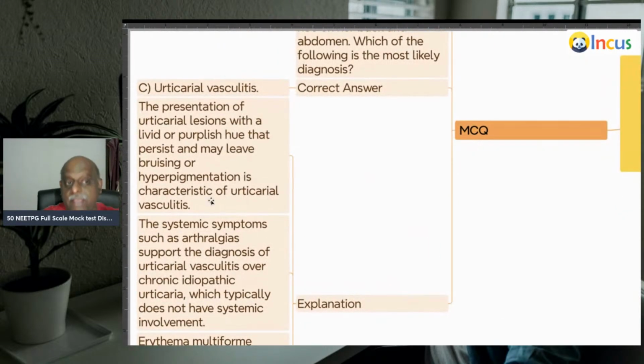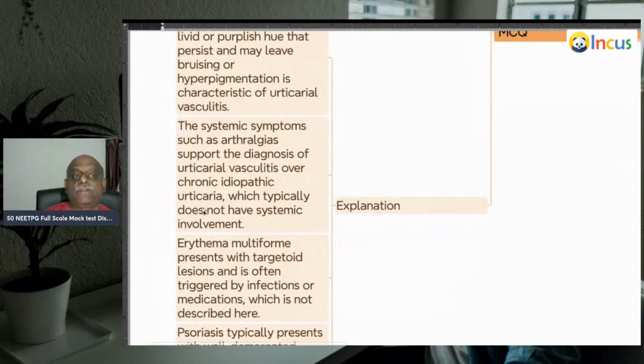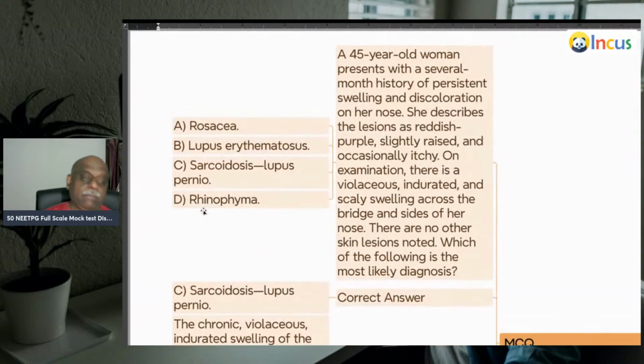The urticarial lesions with a livid purplish hue that persist and may leave bruising or hyperpigmentation are very characteristic of urticarial vasculitis, is what you need to remember.